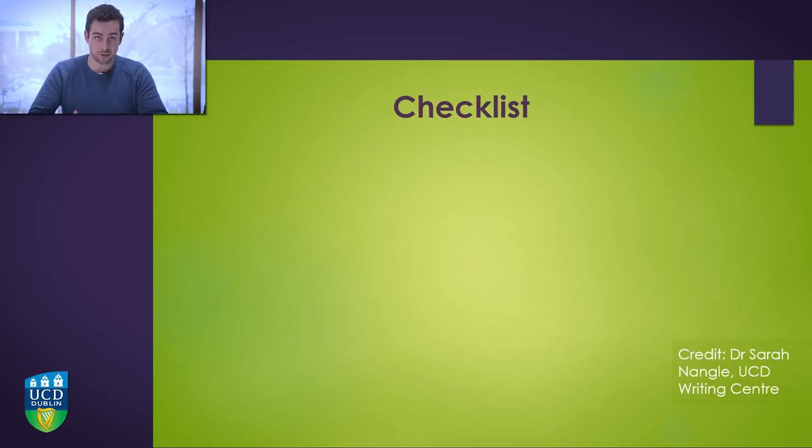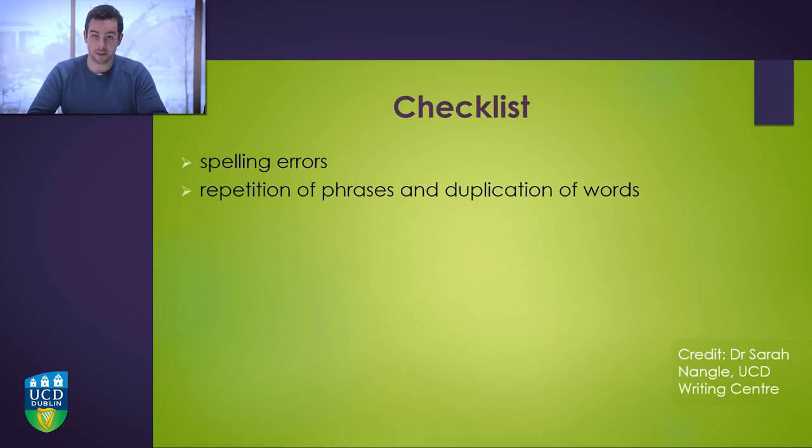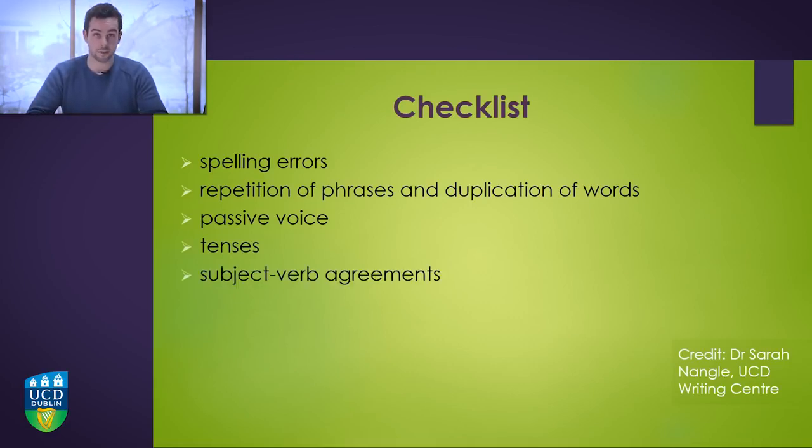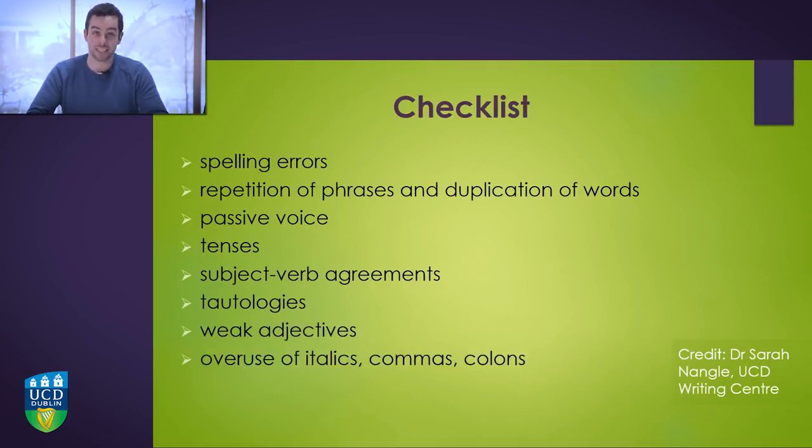So, the checklist. The first thing you want to check for is spelling errors, then repetition of phrases and duplication of words, passive voice, your tenses, make sure your tenses match, subject-verb agreements, tautologies, weak adjectives, overuse of italics, commas, and colons, and consistency for that editorial guide.